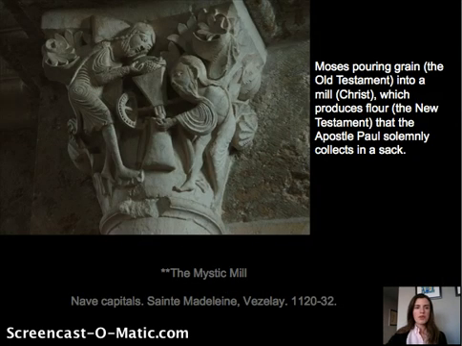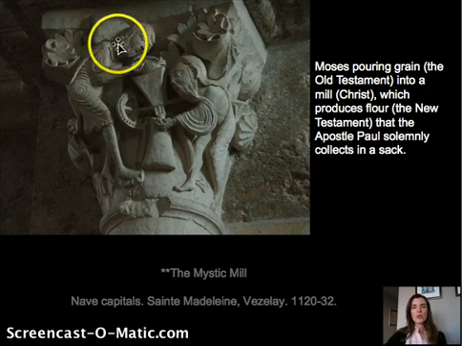And then next, a very famous image from the Romanesque period is this idea of the mystic mill. And this also refers back to the idea of having the Old Testament and then refining that as you move into the New Testament in the period of Christ, and this idea of salvation being brought with Christ. So you have Moses here pouring grain, and of course grain would have really been an image that so many individuals would have been familiar with, this idea of bread being important, grain being important, an important piece of their survival around this time.